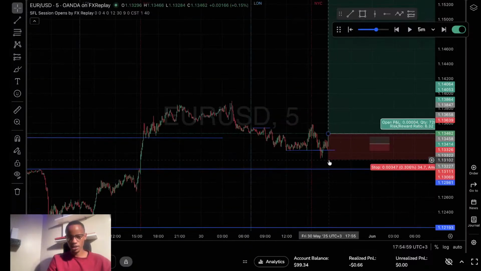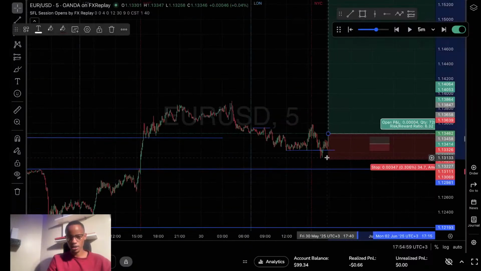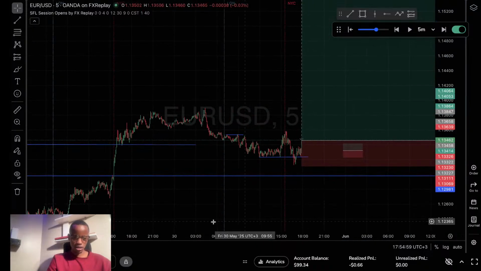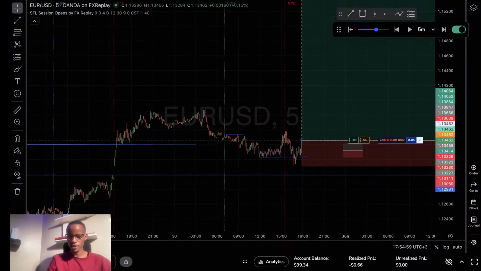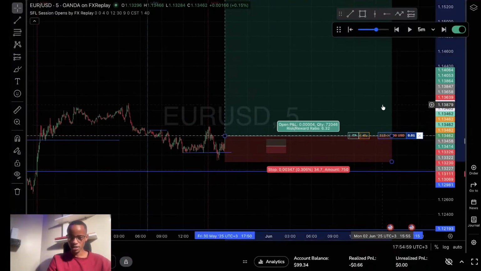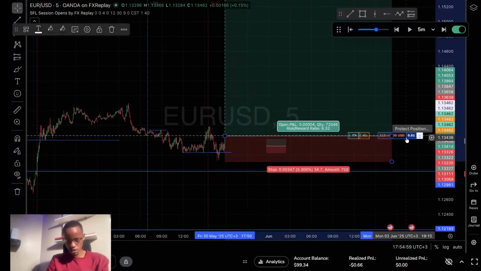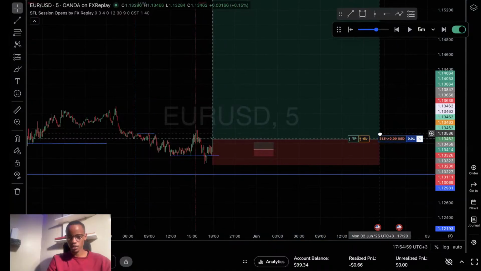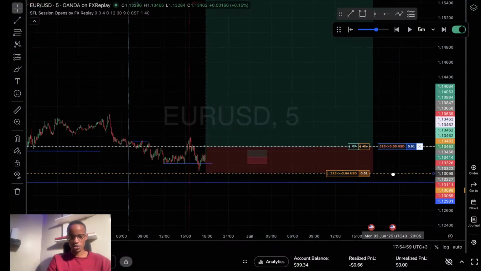So entered 0.012 lots. Account is in a bit of drawdown. It's at $99.3, $0.06 drawdown. So let's see if this trade is going to go up or down.